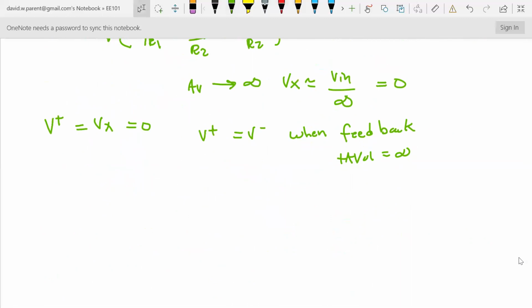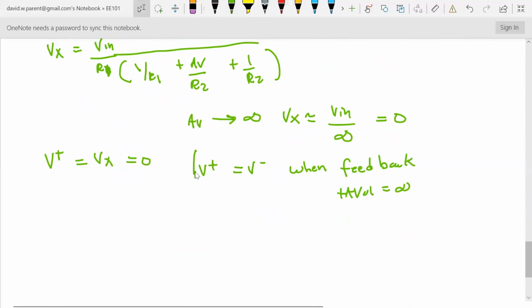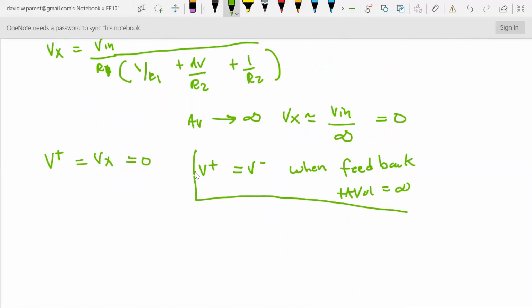So this is the thing to remember. When you have feedback and the open loop gain is infinity and Rn equals infinity, V plus will equal V minus. Sometimes people think, oh, Vx always equals 0. Not true. In this case it is, but the important thing is that these two voltages are equal under these conditions.